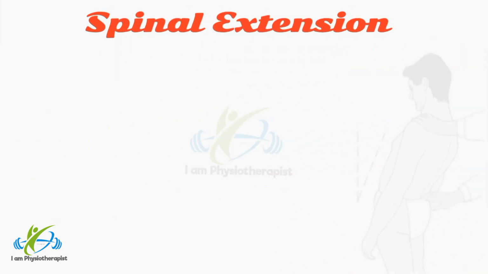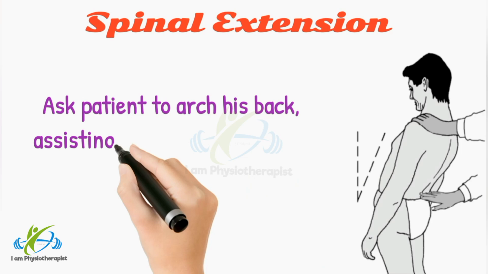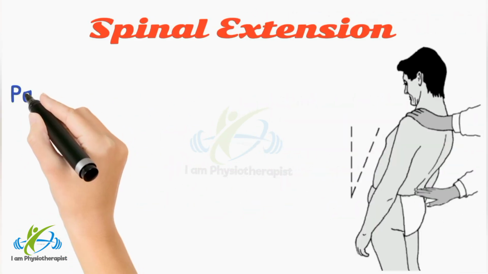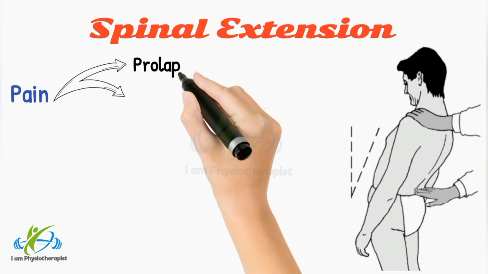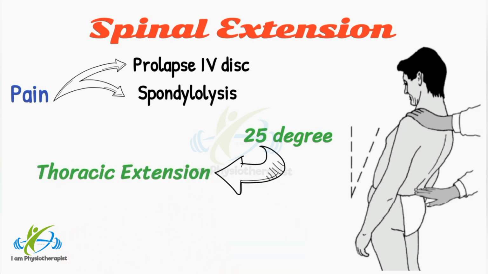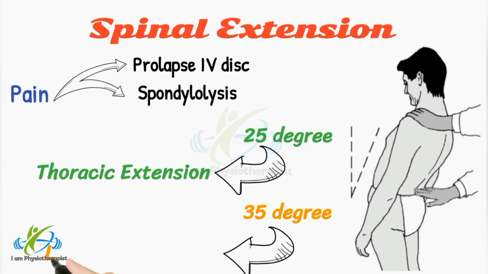Check the spinal extension by asking the patient to arch his back, assisting him by steadying the pelvis and pulling back on the shoulder. Pain is common in prolapsed intervertebral disc and in spondylolysis. Accurate assessment with a goniometer is difficult. The maximum theoretical range is 25° for thoracic spine and 35° for lumbar spine. The decrease in distance between L1 and S1 on extension may also be measured with a tape.